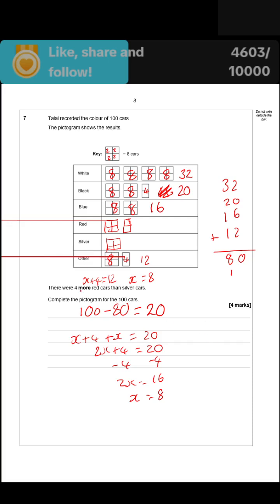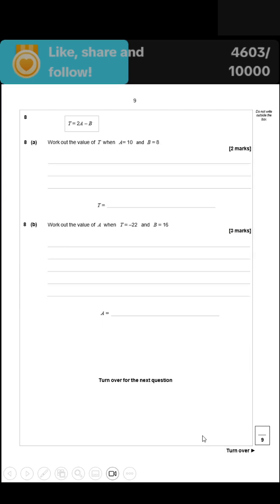Why is there 2x? Because I had x plus 4 for red, I had x for silver. So an x on its own is the same as 1x. So I'm doing 1x add 1x, which gives you 2x. Okay, so on to the next question.